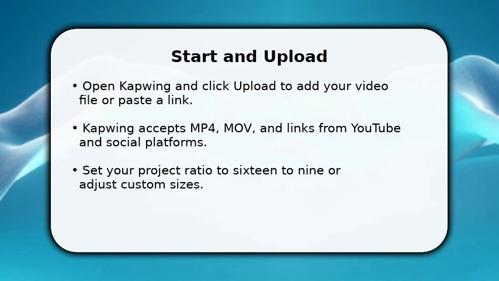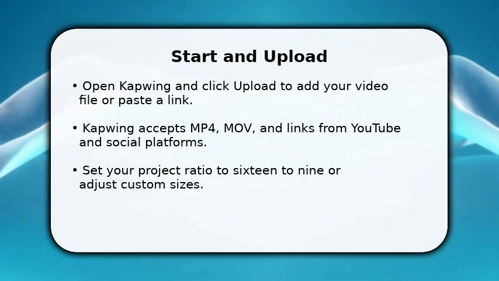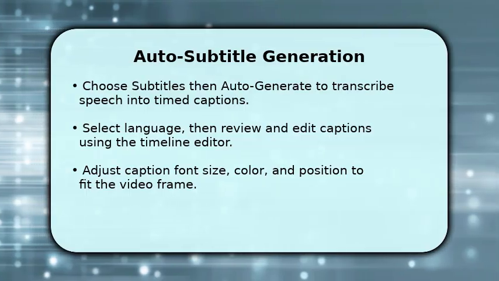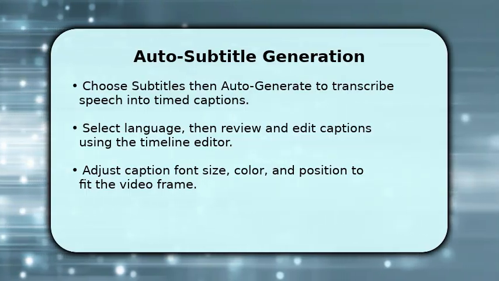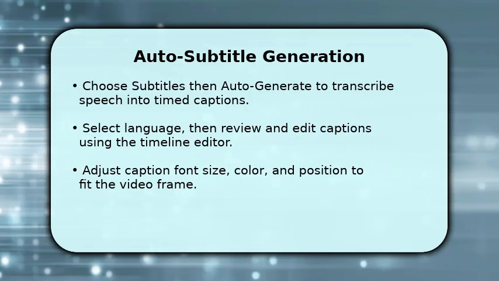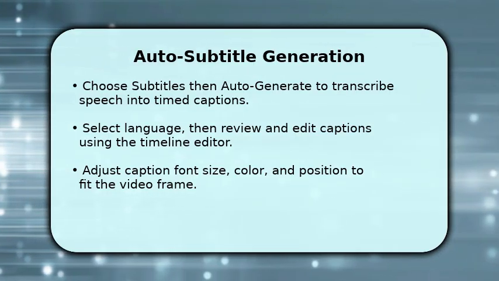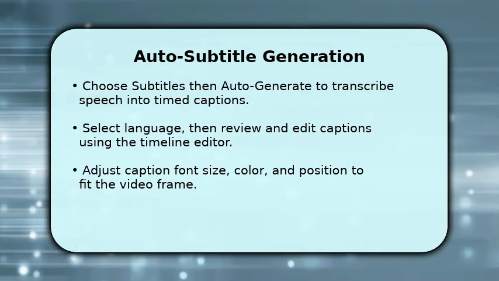Click the Subtitles button to open captioning options in Kapwing. Choose Auto-Generate to transcribe spoken audio into timed captions automatically. Select the language of the audio before starting transcription for better accuracy. Wait for Kapwing to process, and then review the generated captions on the timeline.